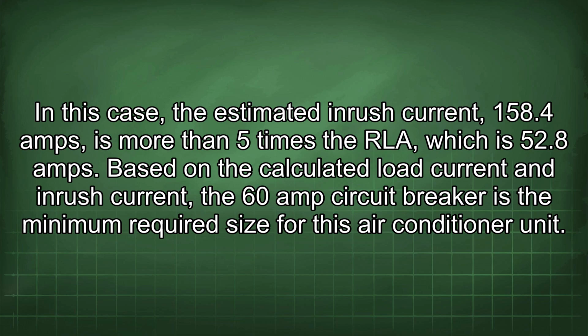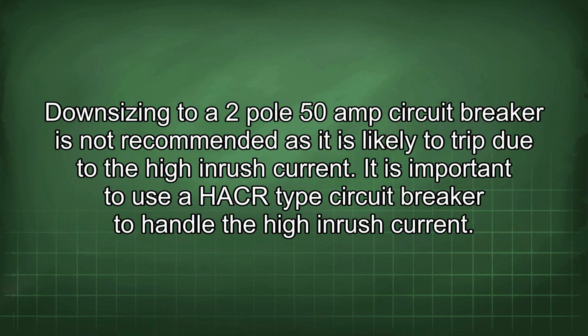Based on the calculated load current and inrush current, the 60 amp circuit breaker is the minimum required size for this air conditioner unit. Downsizing to a 2-pole 50 amp circuit breaker is not recommended as it is likely to trip due to the high inrush current. It is important to use a HACR type circuit breaker to handle the high inrush current.